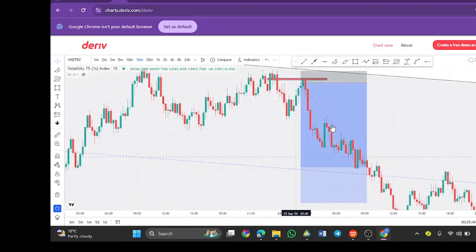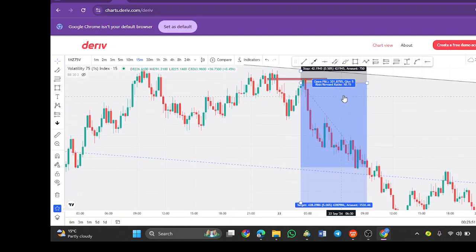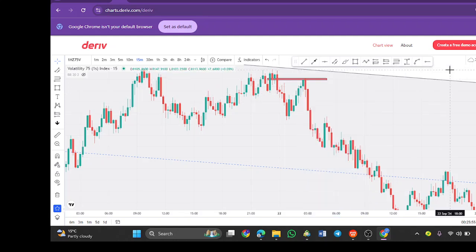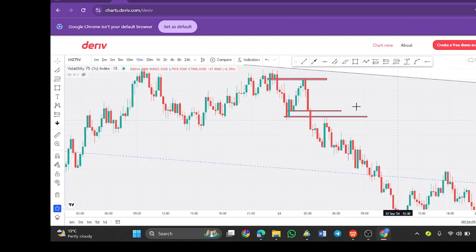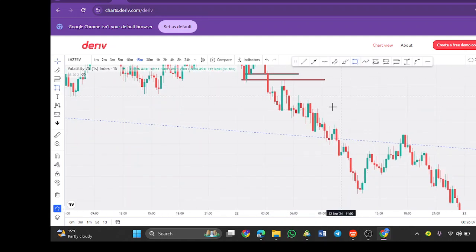Boom. Now the market continued selling from that zone. And again, what was the main reason that we held our trade? We had another sell zone here. The market broke, retested, and continued. Another sell zone here. Broke, retested, continued selling.